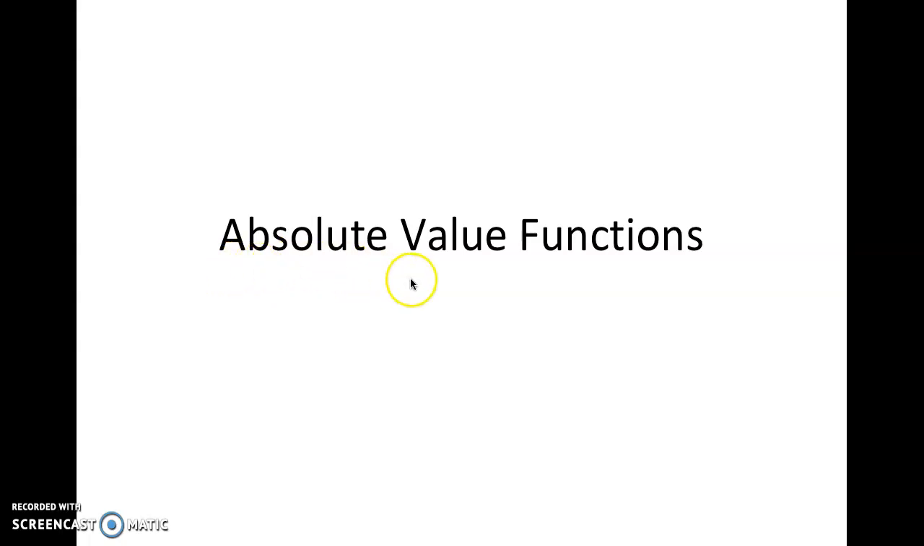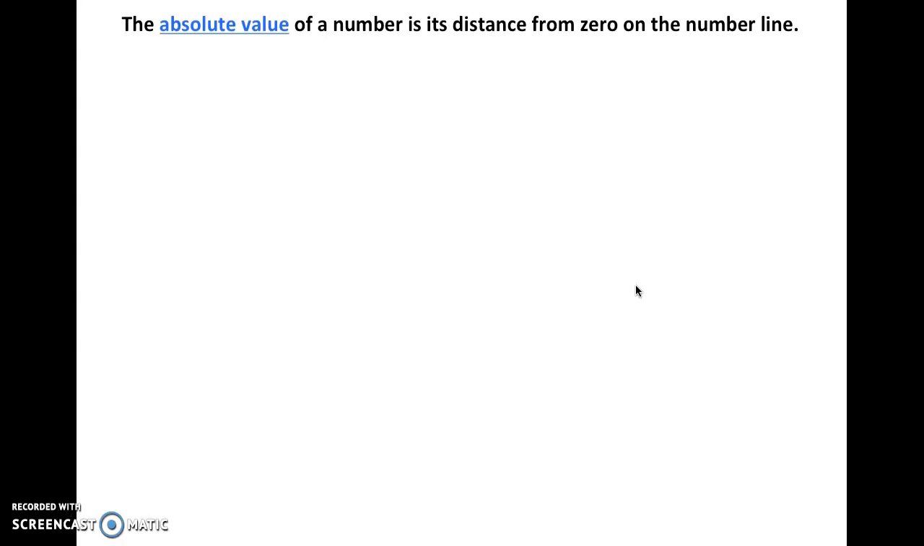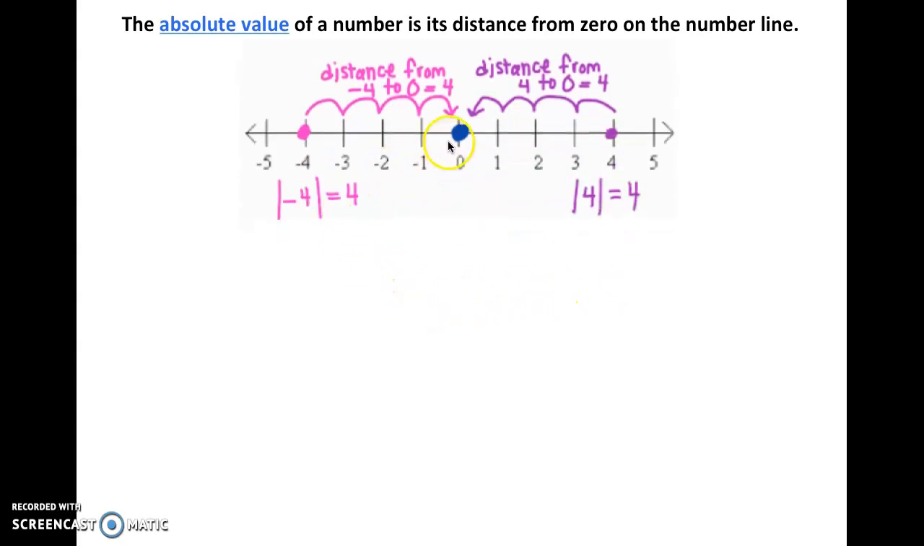Today we're going to talk about absolute value functions. In prior years you learned about absolute value. The absolute value of a number is its distance from zero on the number line. So given a number line, the number -4 and the number 4 are both 4 units from zero. So this is how you indicate absolute value.